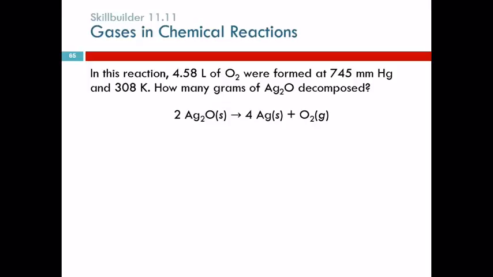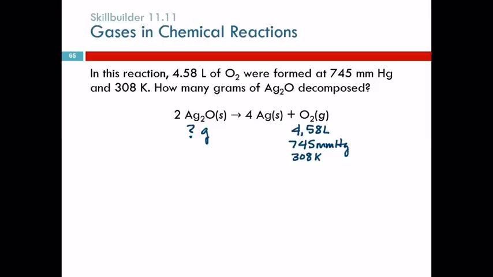Well, let's write down what we're given. We're given some information about the oxygen. We've got 4.58 liters. We've got 745 millimeters of mercury, and we've got 308 Kelvin. That's all pertaining to the oxygen. And then the question is, how many grams of this?